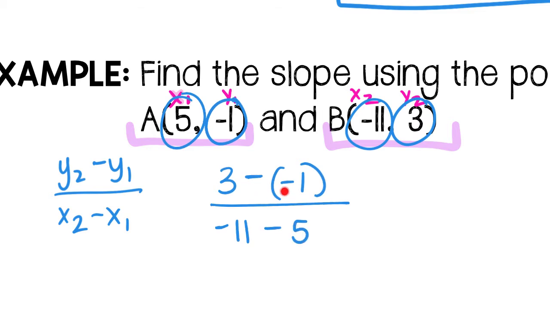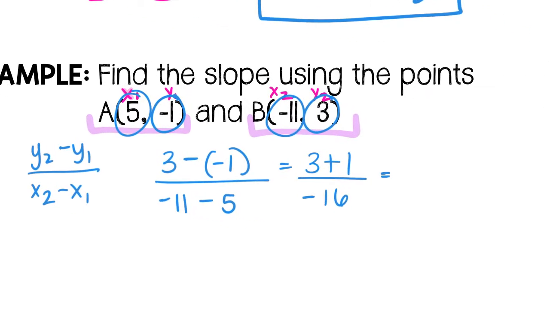And remember, anytime you have this double negative here, this is going to turn into a plus sign, right? That's like saying 3 plus 1 over negative 11 minus 5, which is negative 16. And 3 plus 1 is 4, so this is 4 over negative 16.